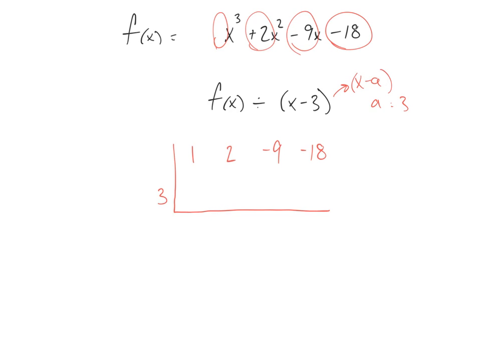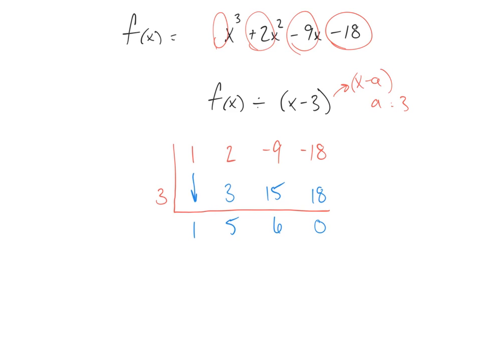And now after that, we are just going to start solving. I'm going to use blue to solve here. Bring down our 1, and then we multiply. 1 times 3 is 3. Then we add. 3 plus 2 is 5. Then we multiply. 5 times 3 is 15. Then we add again. Negative 9 plus 5 is 6. 6 times 3 is 18. And negative 18 plus 18 is 0.